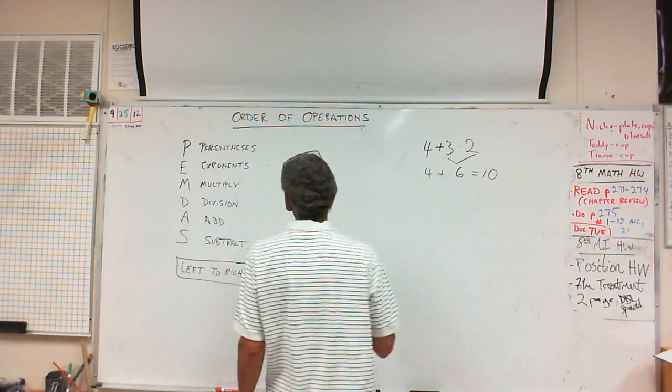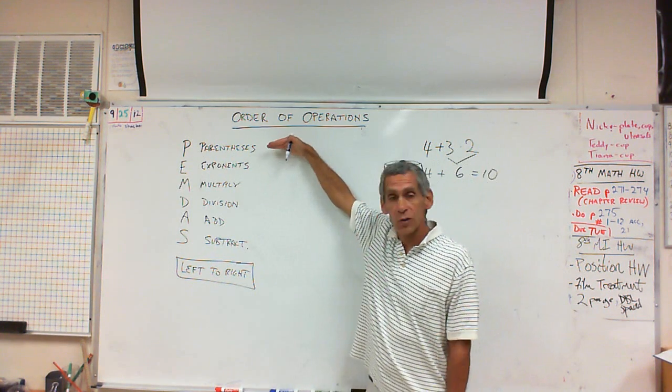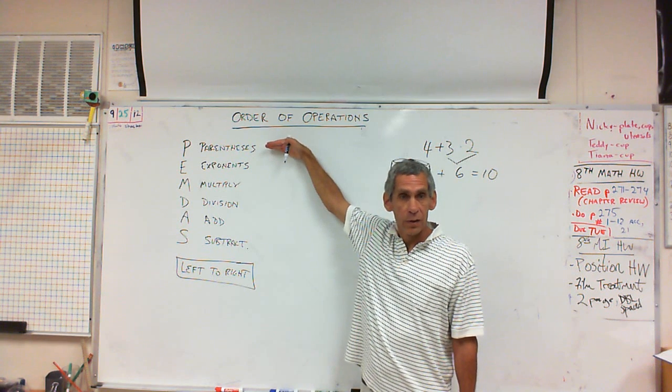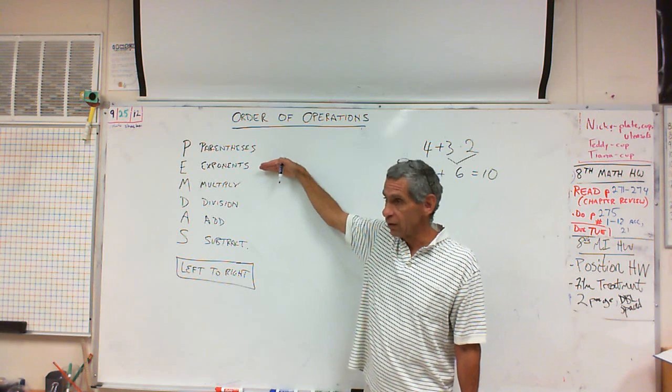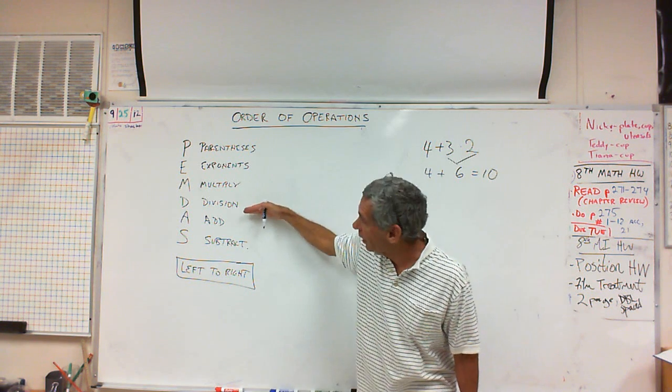Okay, so if that's our order of operations, that means we have to look at parentheses first. Do everything inside the parentheses first. Then we have to look at exponents. Do everything, get rid of all those exponents. Then we have to multiply. Then we have to divide. Then we have to add.